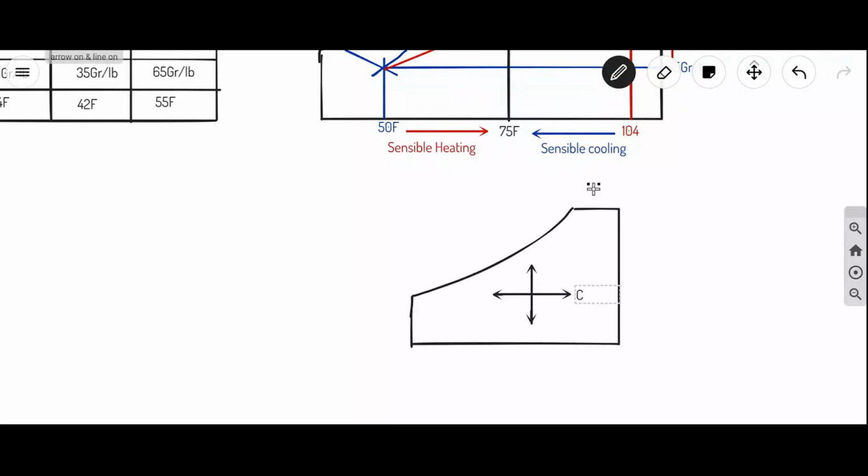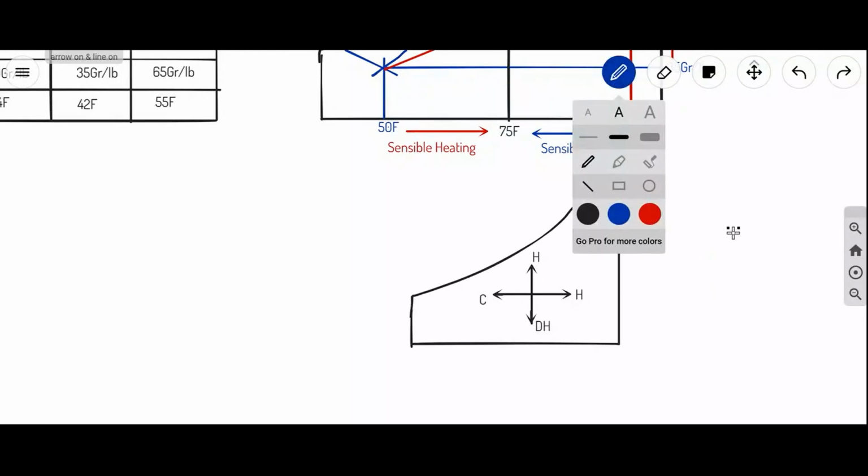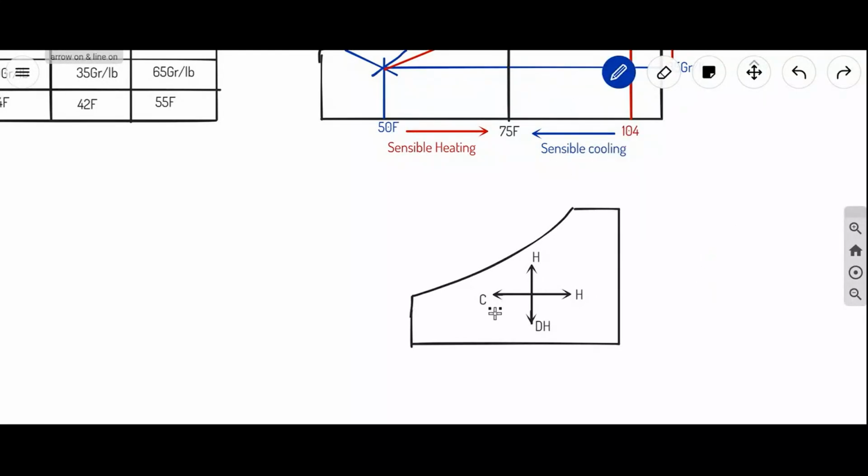This arrow indicates heating. This arrow indicates cooling. This arrow indicates humidification. This arrow indicates dehumidification. Now in summer, what is the process required? Cooling and dehumidification.